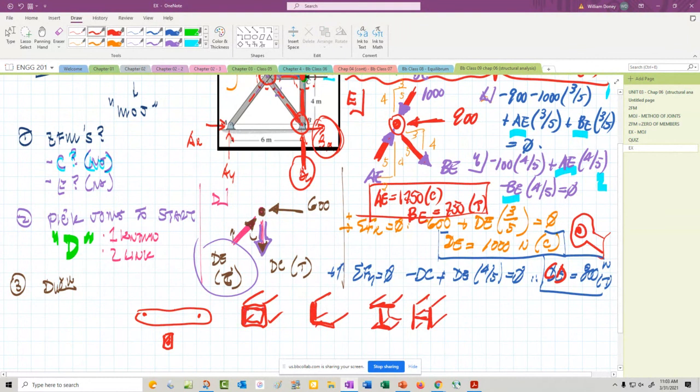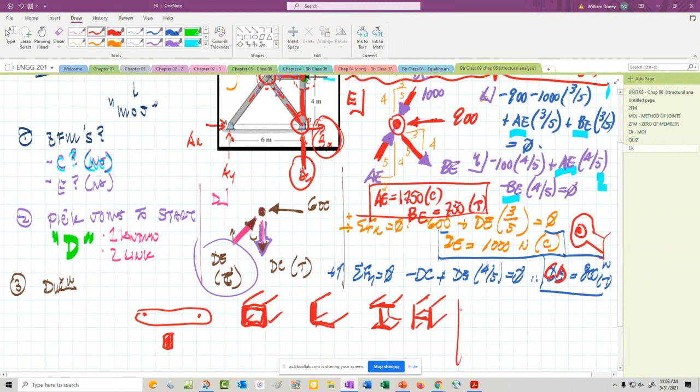So it depends on what cross section you use there. But a lot of times we'll try to make them all the same because it's easier to manufacture ten beams that all look the same, or the same cross section. But if they're going to be under compression, we normally want to make it a little stronger to support what it's holding up.